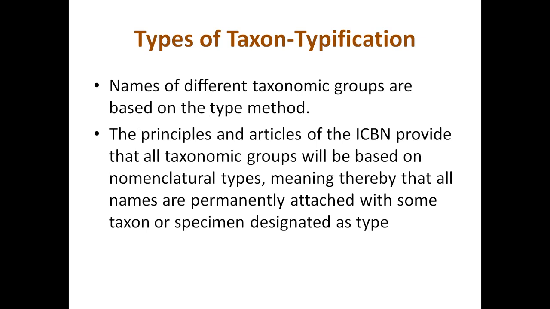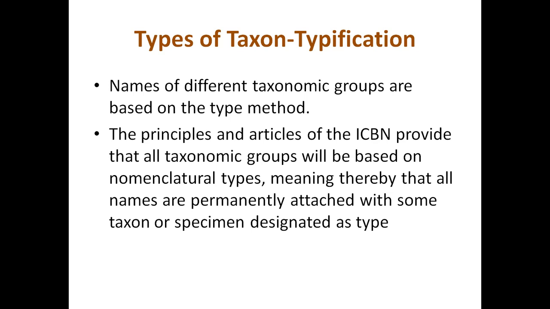And now we come to typification. What are the types of the taxon? So names of different taxonomic groups are based on the type method. The principles and articles of the ICBN provide that all taxonomic groups will be based on nomenclature types, meaning thereby that all names are permanently attached with some taxon or specimen designated as type.